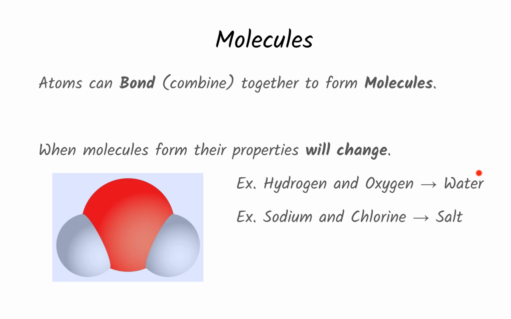As a couple of examples, a water molecule is 2 hydrogen atoms bonded to 1 oxygen atom. And hydrogen and oxygen are both gases at room temperature and standard pressure, but when they form a molecule together, they are a liquid at room temperature and standard pressure. So they've changed their properties.